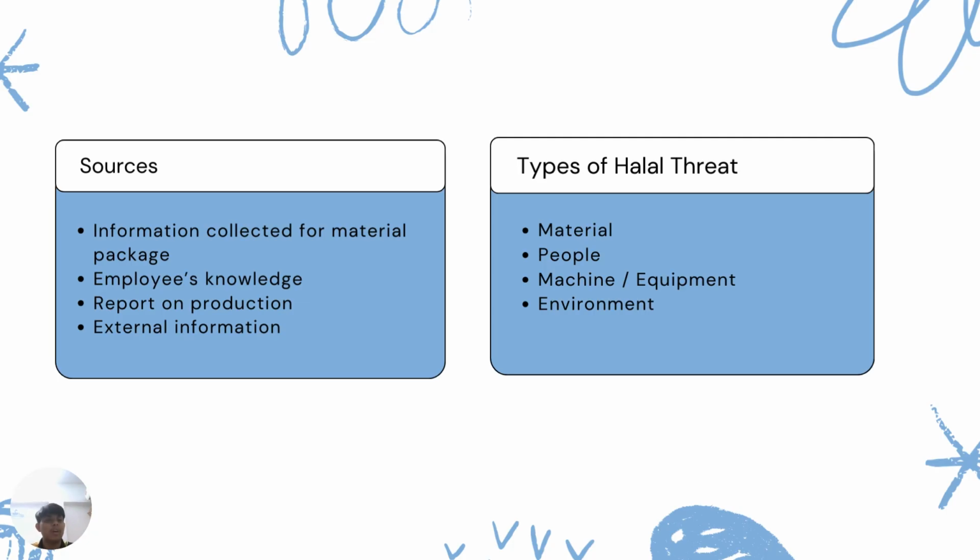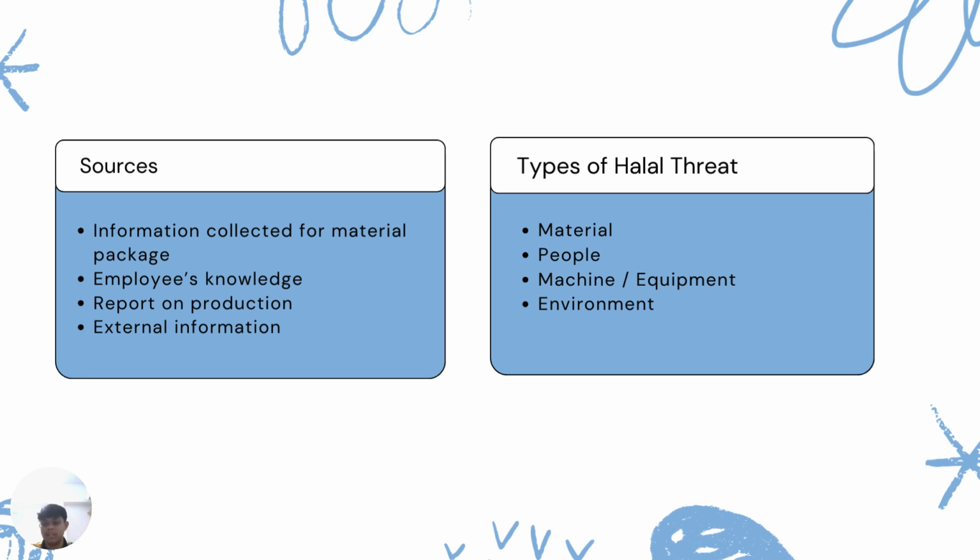Now, we move to our next slide, which is sources. The information is collected from material packaging, employees' knowledge, reports on production, and also external information. We move to our next element, which is types of halal threat. There are four of them, which are material, people, machine or equipment, and environment. These four are where all the potential haram substances will come from.